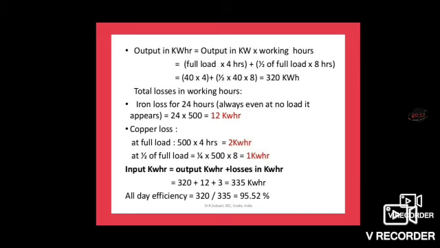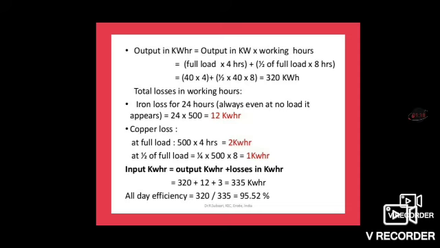For the total loss in working hours, you have to find out the value of iron loss and copper loss. Iron loss appears for the whole 24 hours. Therefore, 24 into 500 is equal to 12 kilowatt hour. Copper loss at full load will be for 4 hours. Therefore, 500 into 4 hours equals 2 kilowatt hour. And at half load for 4 hours, half into 500 into 8 is equal to 1 kilowatt hour.